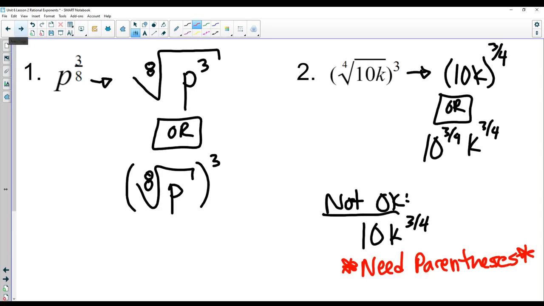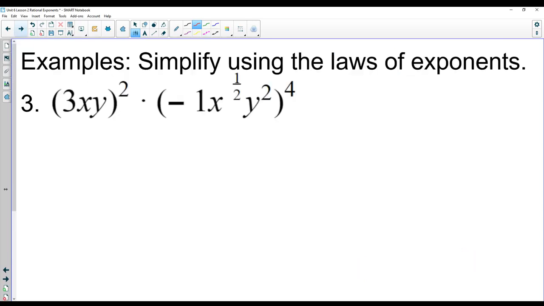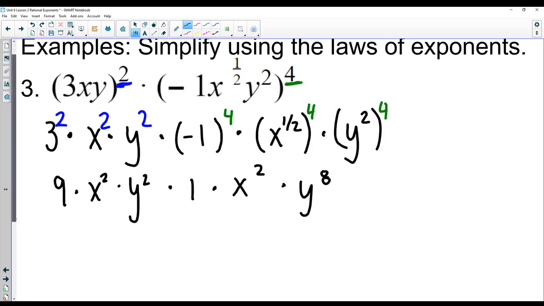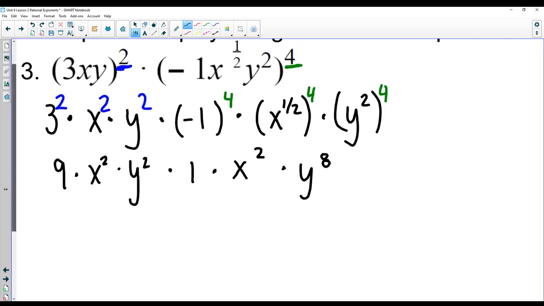Now let's get into the more nitty-gritty. Let's simplify using laws of exponents. I like to distribute first, separately, the two parentheses. I would use my power of a product property. I'll get the squared, and then everything in that second set of parentheses all gets that 4th exponent. Simplifying all of that takes a second. After that, I get 9x squared, y squared, 1, x squared, and y to the 8th.